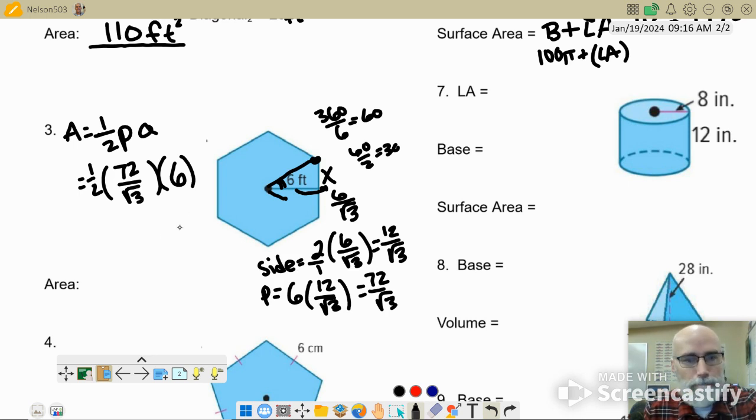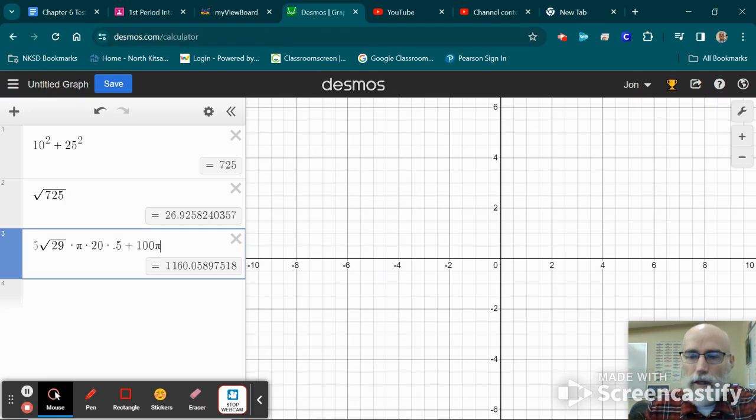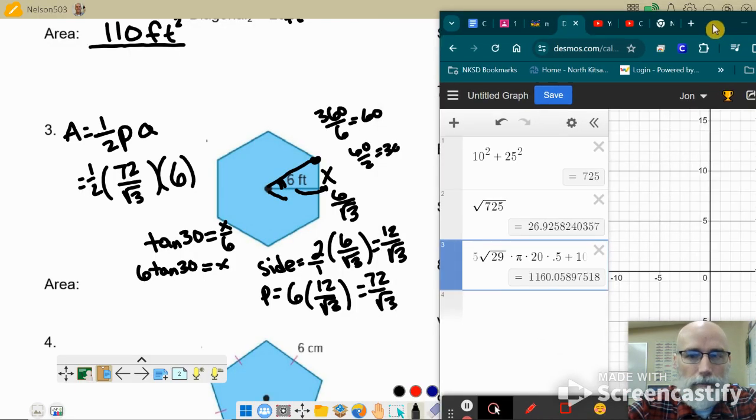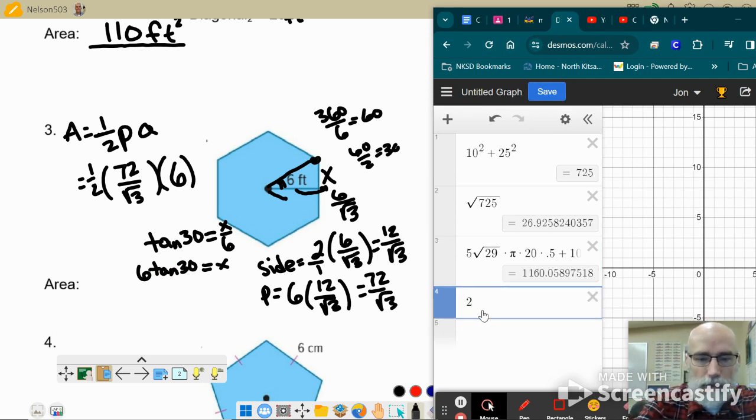Some people did tangent. They said the tangent of 30 degrees is equal to x over 6, and then they got x is 6 tangent 30. Then they had to double that, right, to get the whole side, and then they had to take that times 6. So let's take a look at Desmos again here. Let's look at Desmos, and let's see how they're really the same thing, okay? So if I go 6 tangent 30 and double it, right? So I got 2 of those, 2 times 6 tangent 30.